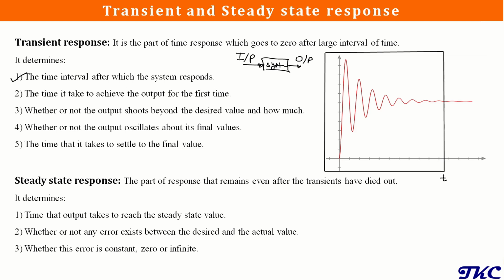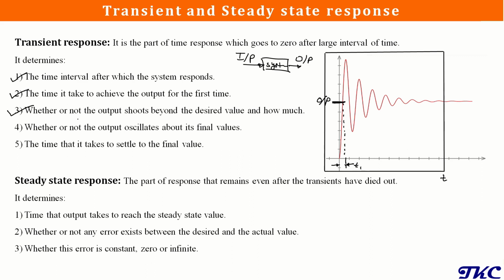Now the next thing that we can determine from the transient response is the time taken to achieve the output for the first time. Here, if we see the graph, the desired output is set here. This is the expected output that we want from the system. How much time is this system taking to give us the output the first time? This is the time that the system is going to take in order to give the output the first time. So this parameter we can determine from a transient response.